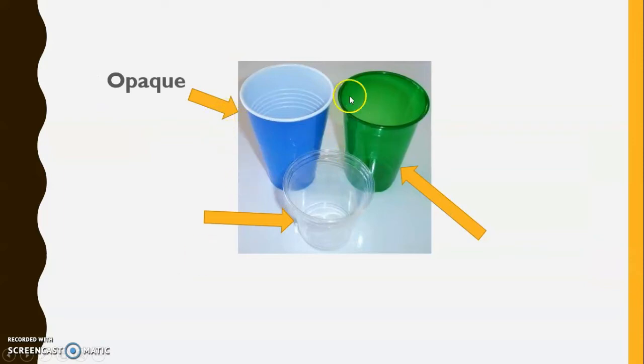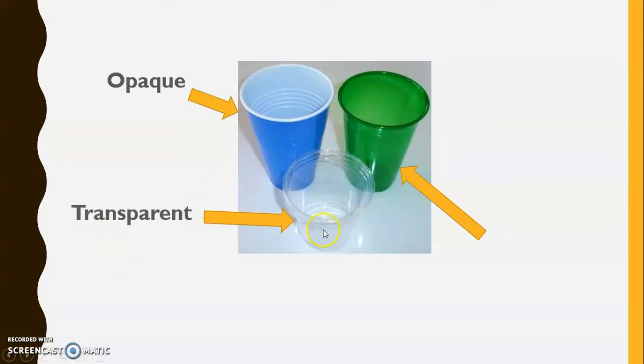So you can see the three cups here, or the three glasses. They have different colors. It is an opaque. So why is it an opaque? It is a colored glass, but it is opaque because when you put the light here, you cannot see the light behind it.